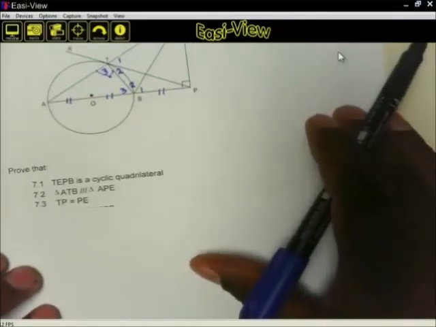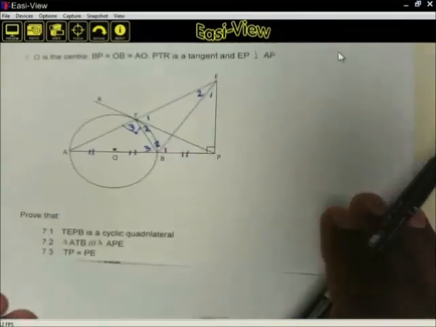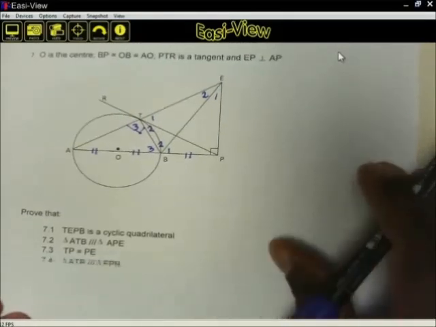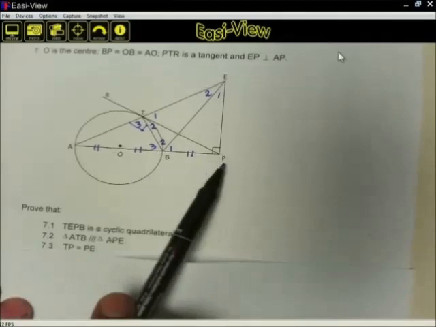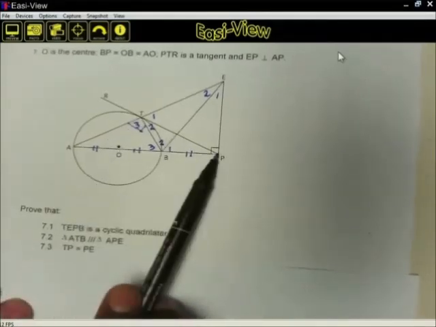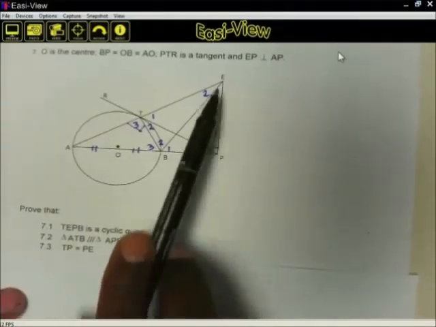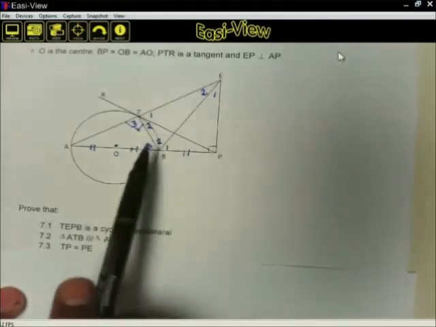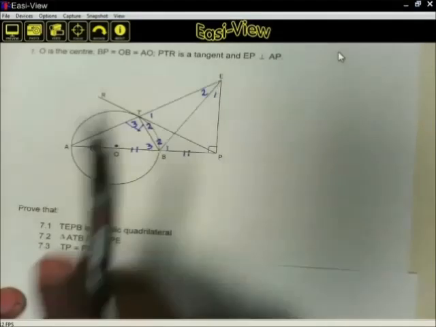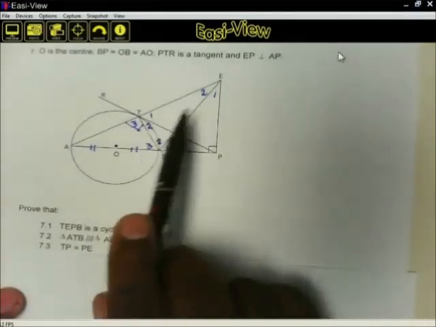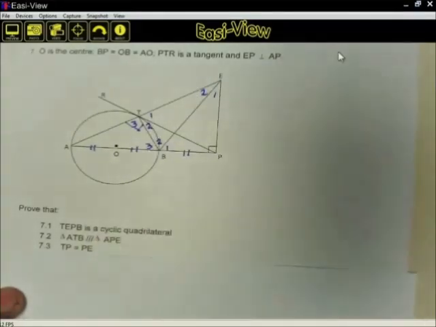7.3 should look at the whole diagram. Prove that TP is equal to PE. The question is, when will TP be equal to PE? The answer is, if angle T1 can be equal to angle E. That's the way to go.